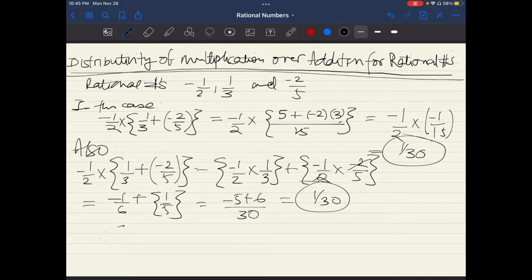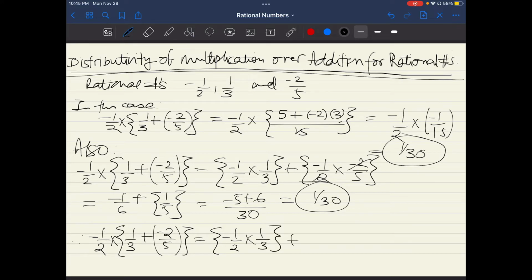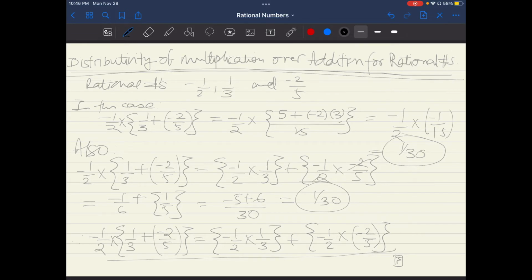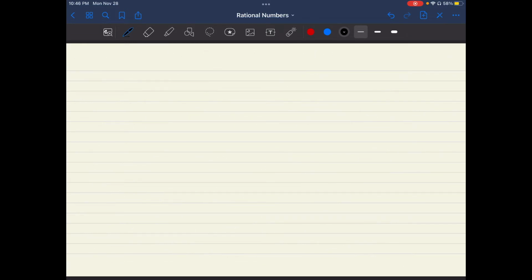Therefore, we can say that minus 1 over 2 times (1 over 3 plus minus 2 over 5) equals minus 1 over 2 times 1 over 3 plus minus 1 over 2 times minus 2 over 5. Now let's use all these concepts we just learned to solve a few questions together.